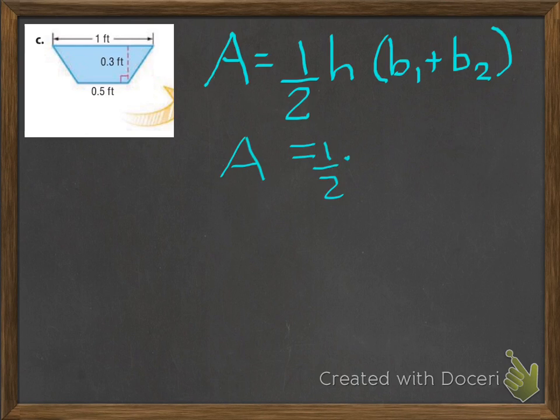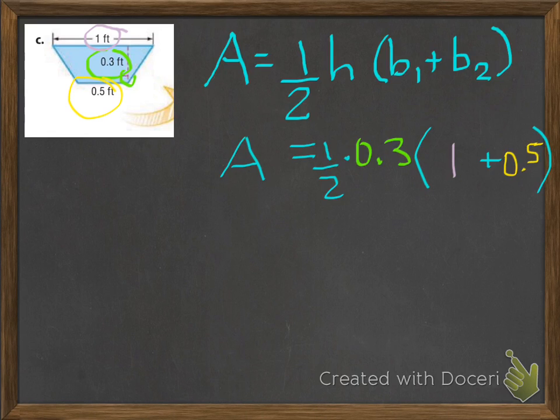Now we're going to have to look for the height. Again, we're going to look for that perpendicular box. See it right there? I just drew over it in green. So it's 0.3. So I'm going to write 0.3 here. And then in parentheses, let's go ahead and get that color back here. It's going to be base 1 plus base 2. So let's find those bases. So we can use base 1 up here, which is 1 foot. And we can use base 2 down here, which is 0.5 feet.